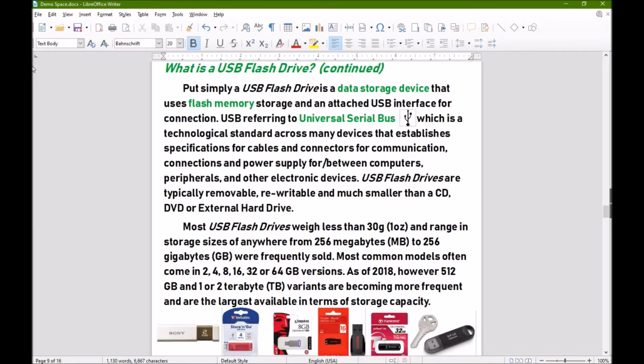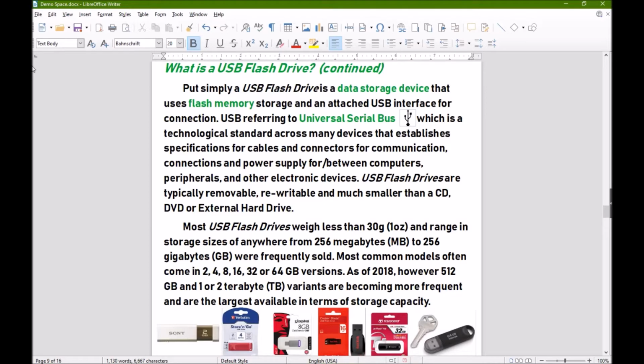Put simply, a USB flash drive is a data storage device that uses flash memory storage and an attached USB interface for connection. USB referring to Universal Serial Bus, the icon shown here, which is a technological standard across many devices that establishes specifications for cables and connectors for use in communication, connections, and power supply for and between computers, their peripherals, and other electronic devices, such as cell phones and tablets.